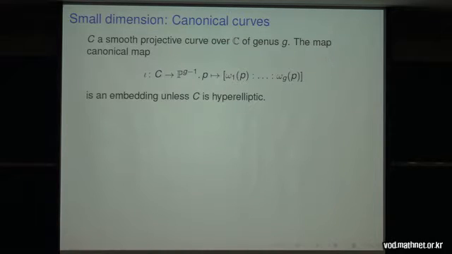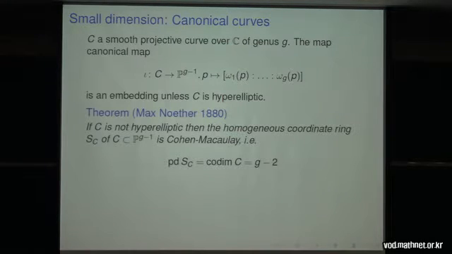And then we have the theorem of Max Noether that if C is not hyperelliptic, then the homogeneous coordinate ring S_C of C is Cohen-Macaulay. Let's remember that the projective dimension, the length of the free resolution of the coordinate ring, is equal to the codimension, which is g minus 2.